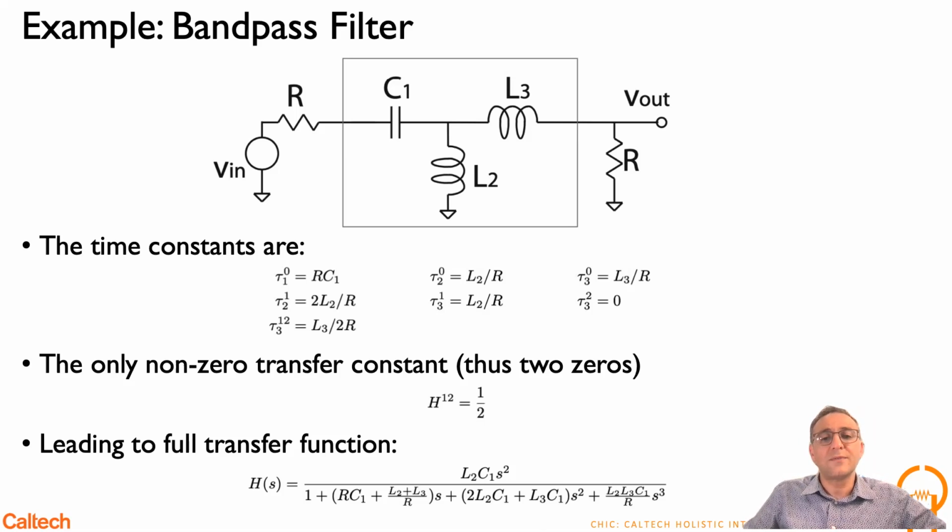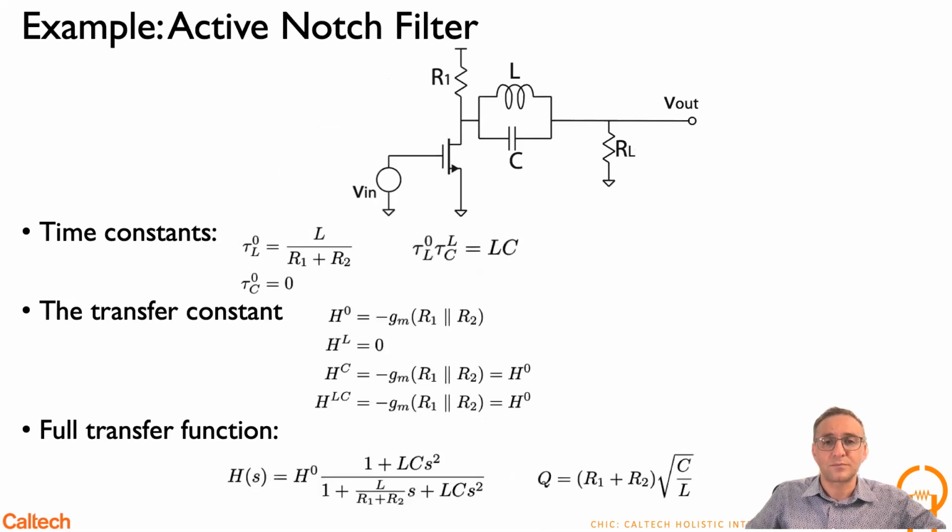And if you look at the transfer constants, you can easily see that there's only one transfer constant that's non-zero. It's basically when capacitor C1 is shorted and inductor L2 is opened. So that means C1 and L2 are both infinite valued, which is H1,2. And in that case, you just have a resistive divider because L3 is still zero valued, so it's shorted, and you get a 1/2. And then if you plug them in, you can easily see the transfer function is given.